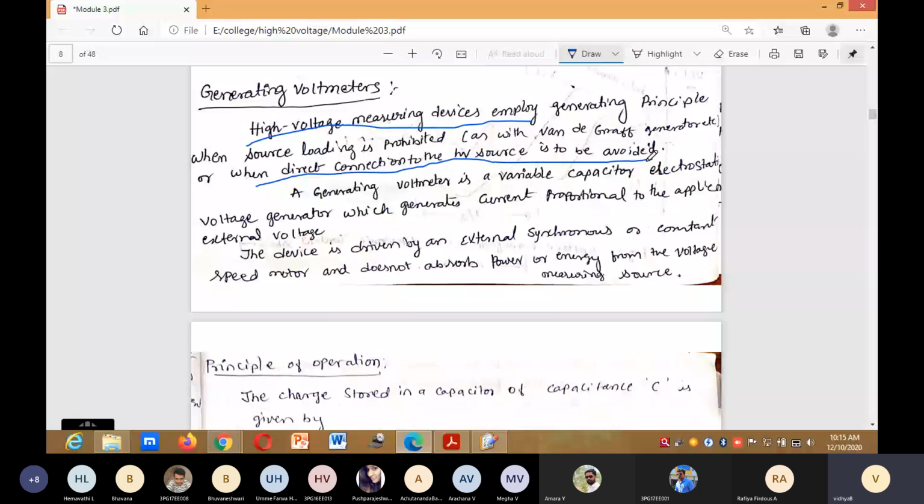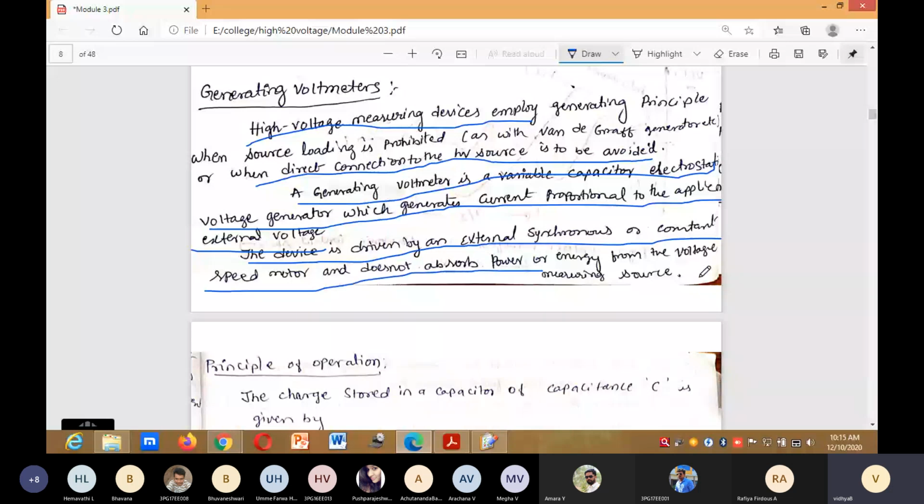A generating voltmeter is a variable capacitor, an electrostatic voltage generator which generates current proportional to the applied external voltage. The device is driven by an external synchronous or constant speed motor, and does not absorb power or energy from the voltage measuring source. This is just the introduction for generating voltmeters.